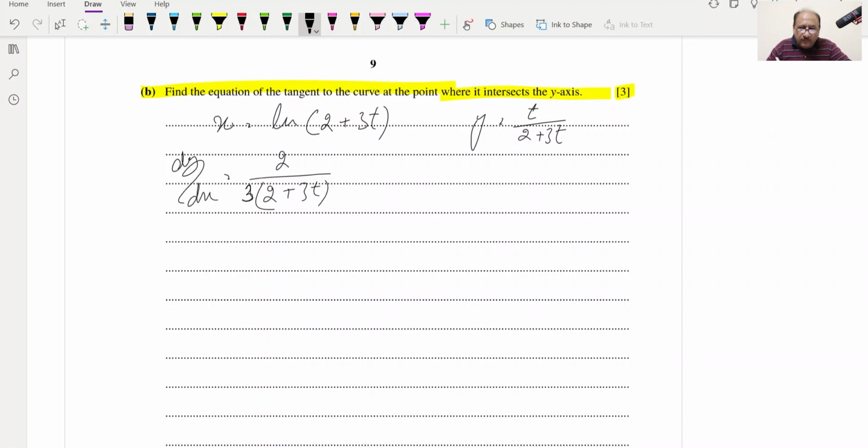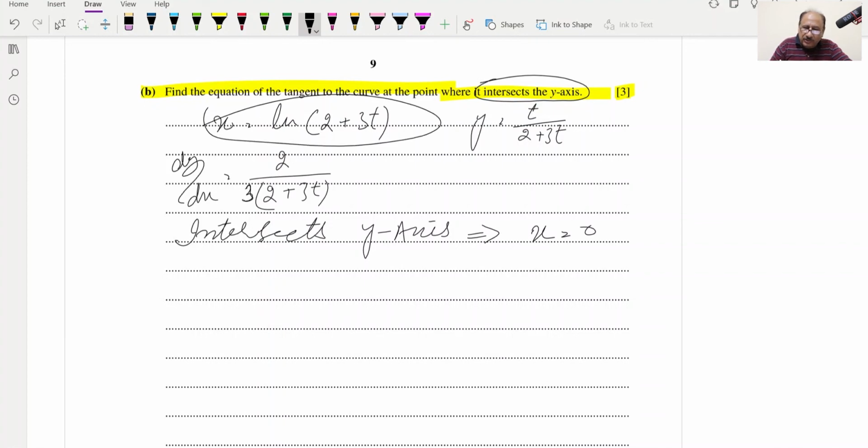Now if it is intersecting the y-axis, it means what? Intersects y-axis. So this implies x will be equal to 0. So this equation will be equal to 0. So we'll write log of 2 plus 3t is equal to 0.